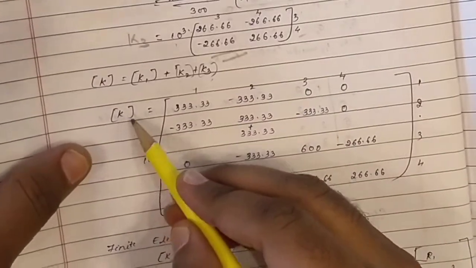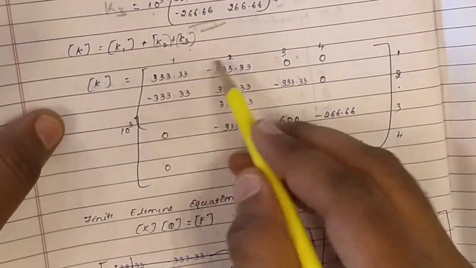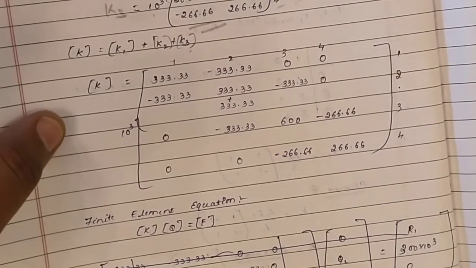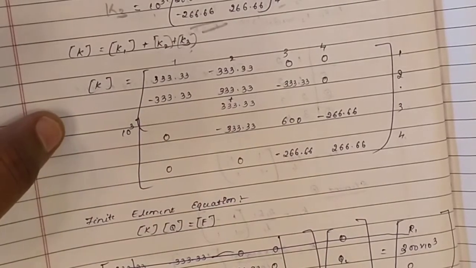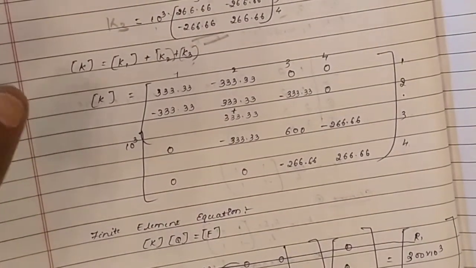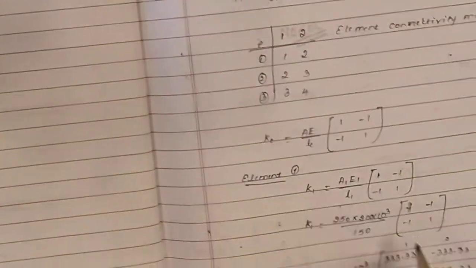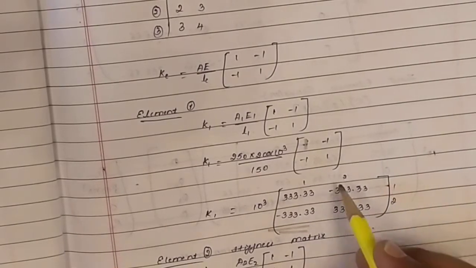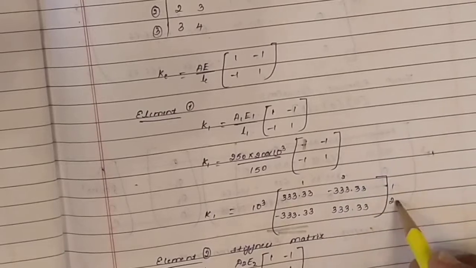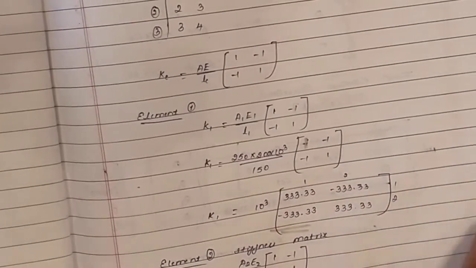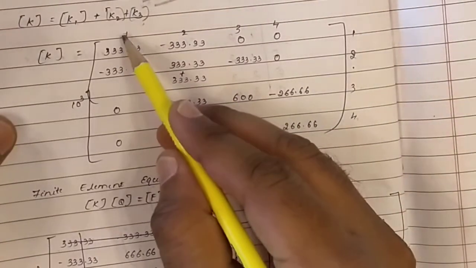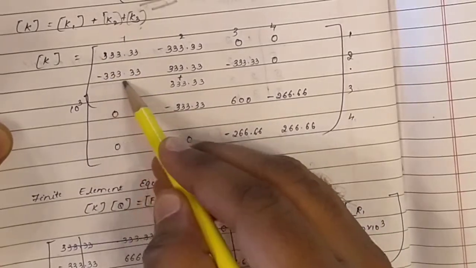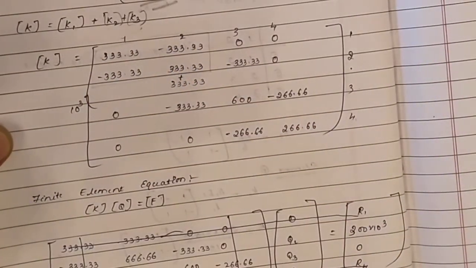So K is equal to, just draw a matrix of 1 2 3 4 by 1 2 3 4, and write the corresponding coordinates in the specific locations. First write the K1 matrix. K1 matrix is in the coordinates 1 1, 2 1, 1 2, 2 2. Starting from 1 1, where is 1 1 here? That is in the first line. So just write this K1 here. Is this clear?